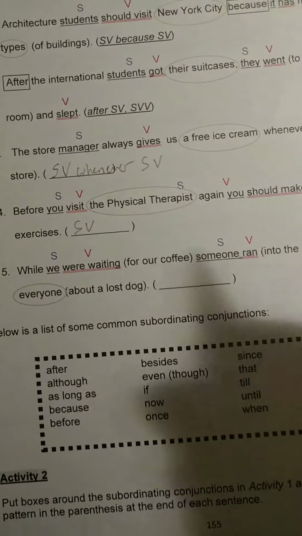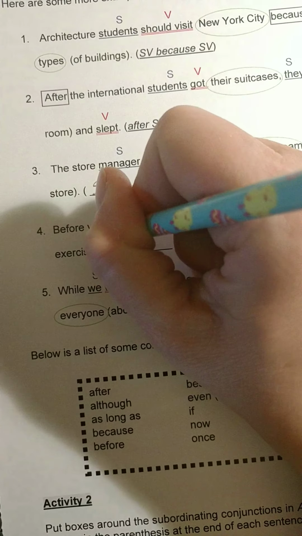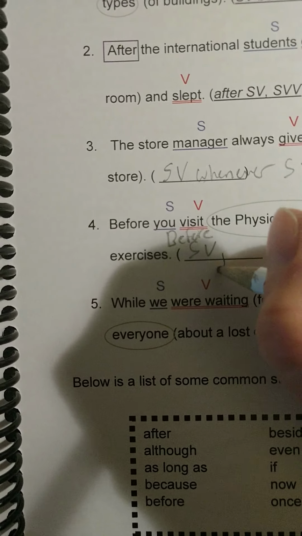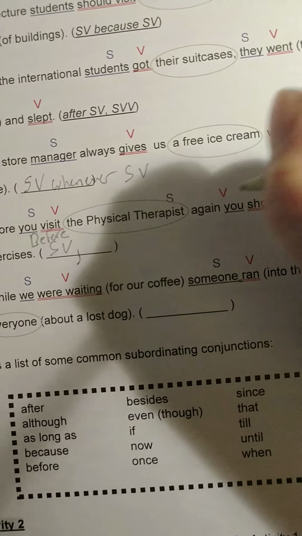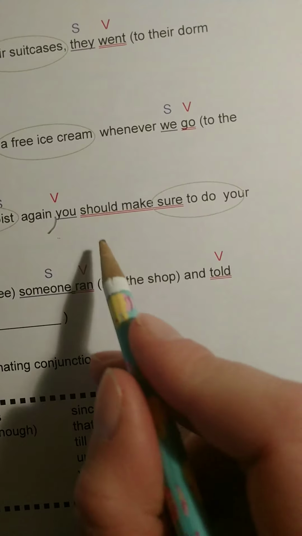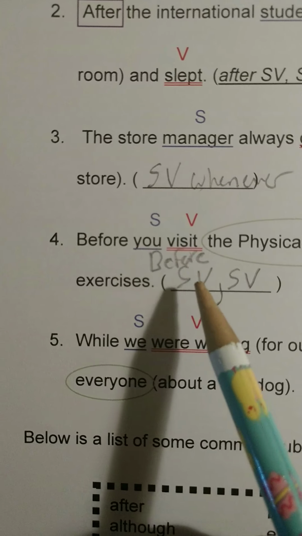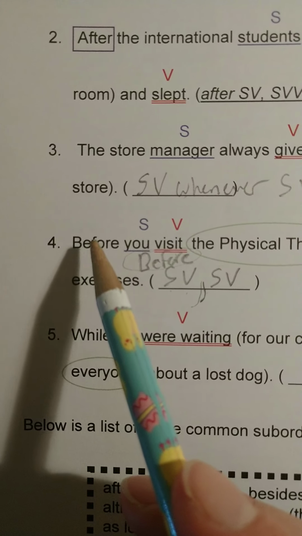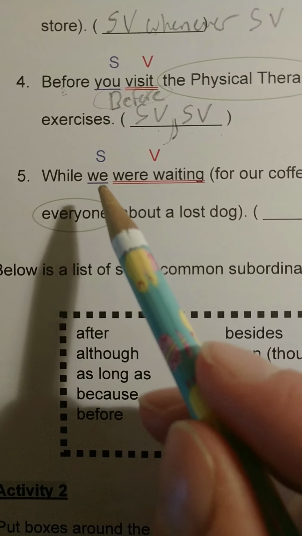Okay, that's number 3. Number 4, subject, verb. This should be a before, sorry. So before, subject, verb, there should be a comma there and there's not. Are you supposed to add commas? That's right. So add the comma right there, and then we have subject, verb. So it should be before, subject, verb, comma, because before is part of the dependent clause, and then subject, verb.